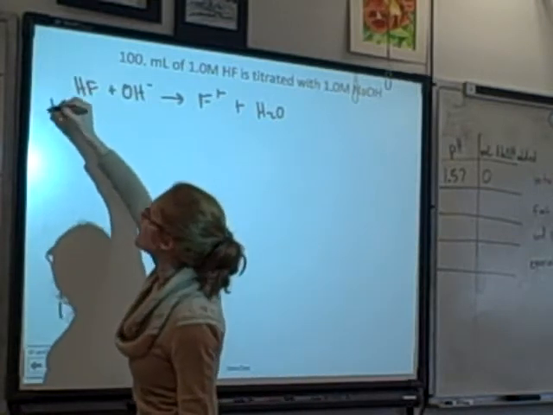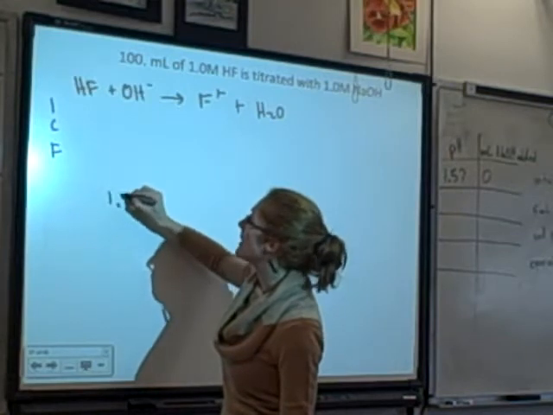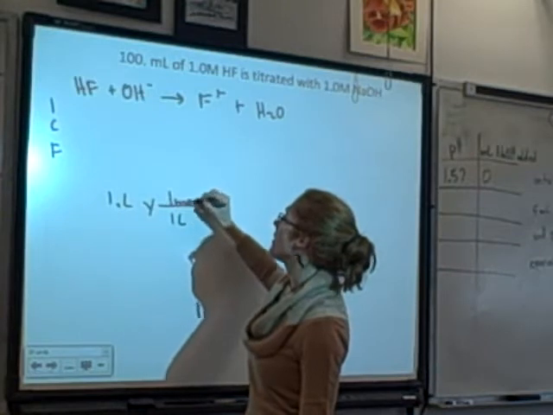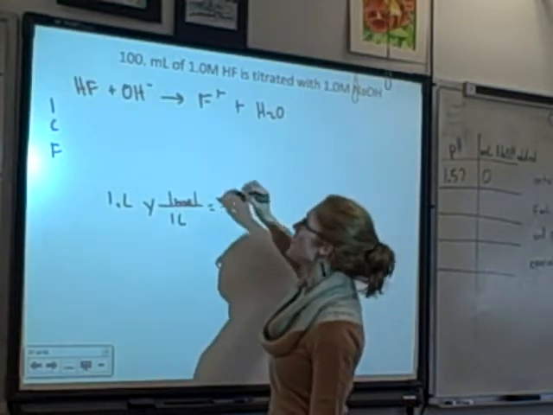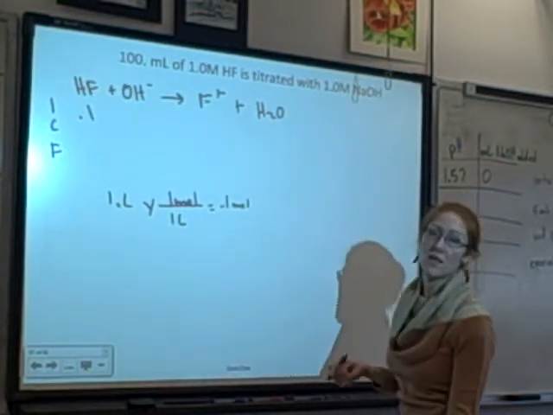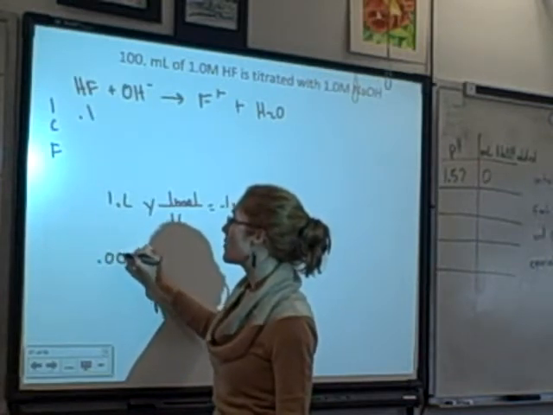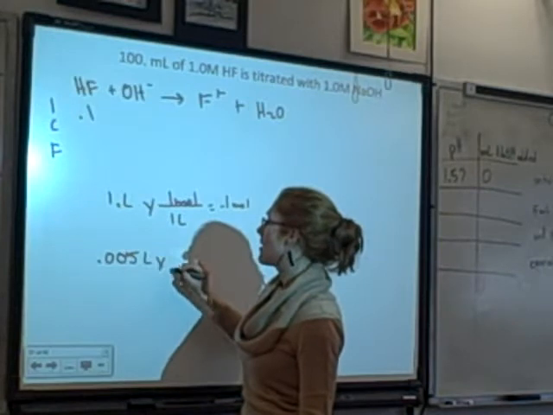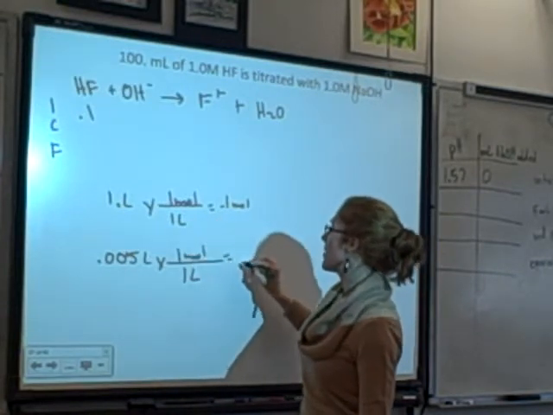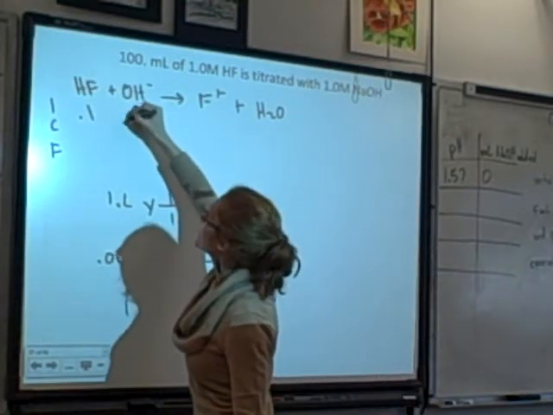So I'll make an ICF table, meaning I'm going to use moles. I have 100 milliliters, or 0.1 liters, of hydrofluoric acid. For every 1 liter, there's 1 mole. So I have 0.1 moles of the hydrofluoric acid. For the base, I'm saying that I'm adding 5 milliliters. So 5 divided by 1,000, I have 0.005 liters of the sodium hydroxide. And for every 1 liter, again, there's 1 mole. So I have 0.005 moles of that strong base.